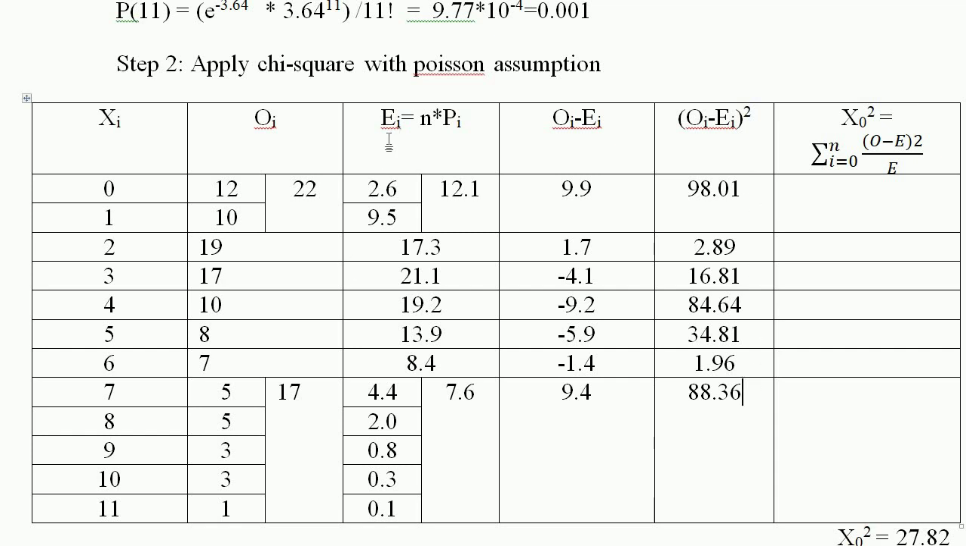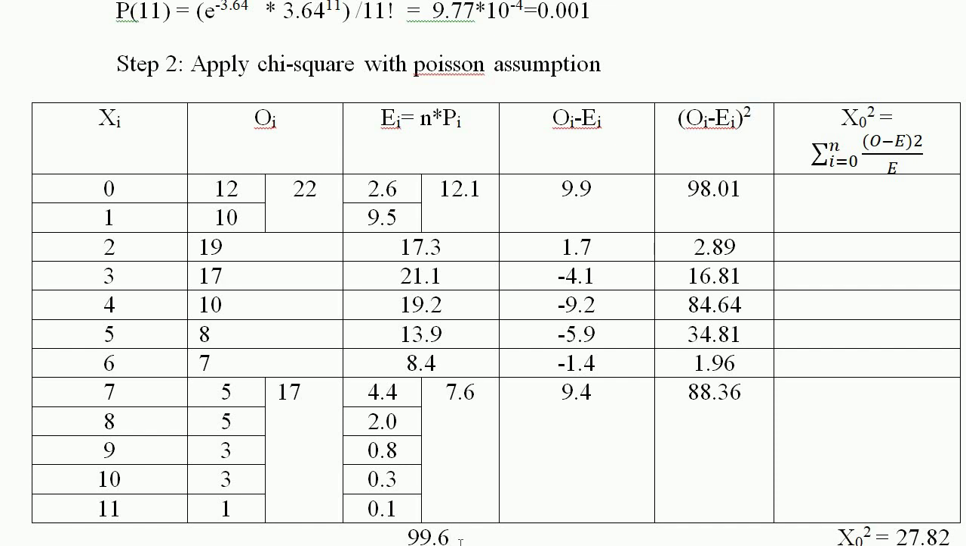See here, if I add the expected values, that is 2.6, 9.5, 17.3, you will get a value of 99.6. The expected total we should get is 100. We are getting 99.6, which is almost near to 100, so you can leave it. Or else, if you want, make a round figure: 13.9 you can make as 14, 8.4 you can make as 8.5, and 17.3 you can make as 17.4, and make it 100. Or else you can leave it like this itself.